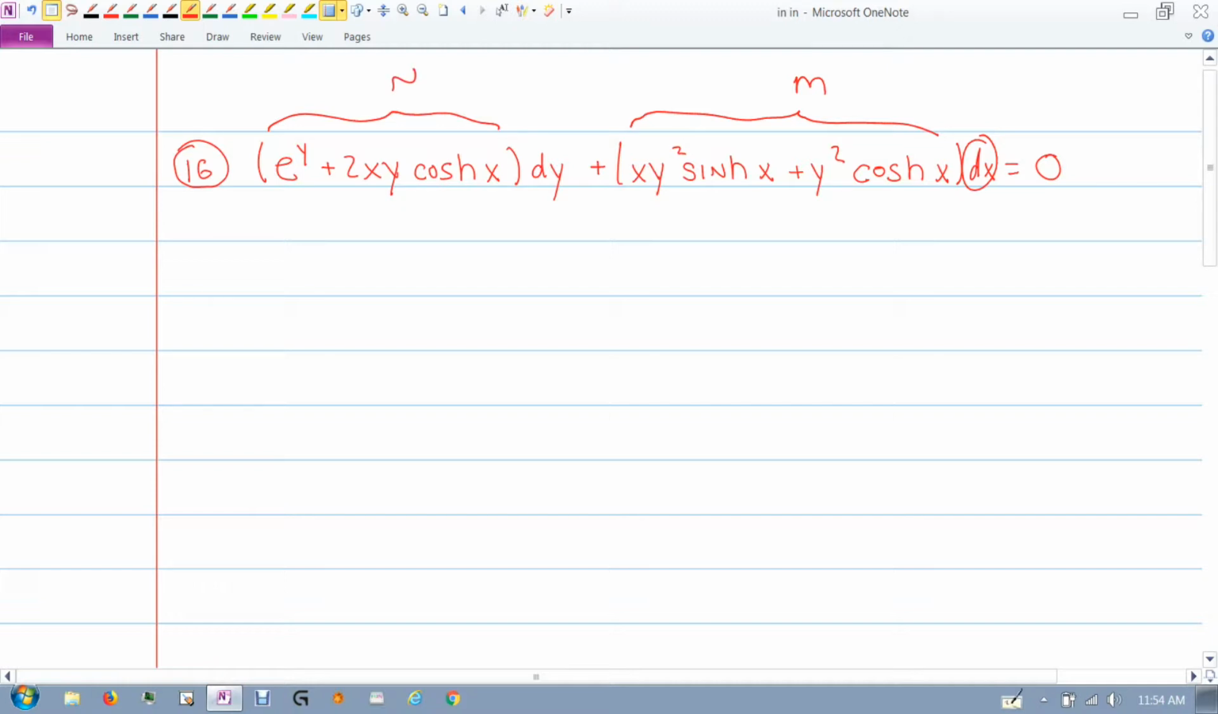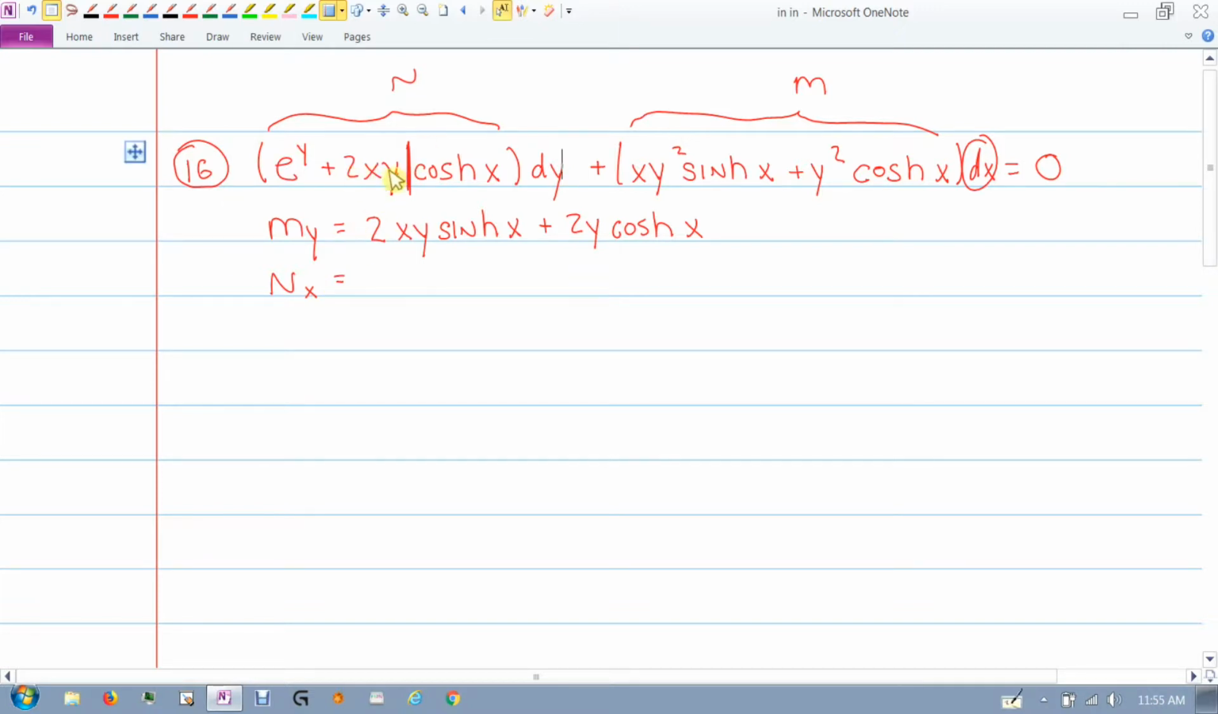All right, so now we push through. We are going to take the partial of m with respect to y. So we're treating x and sine hyperbolic x like a constant. So the derivative of that is just 2 comes off the y, 2xy sine hyperbolic x. And then over here, we take the derivative with respect to y, and we get 2y cosine hyperbolic x. And now we take the partial of n with respect to x. So here's n. The derivative of that is 0. And when I take the derivative of this with respect to x, notice I have a product right here.